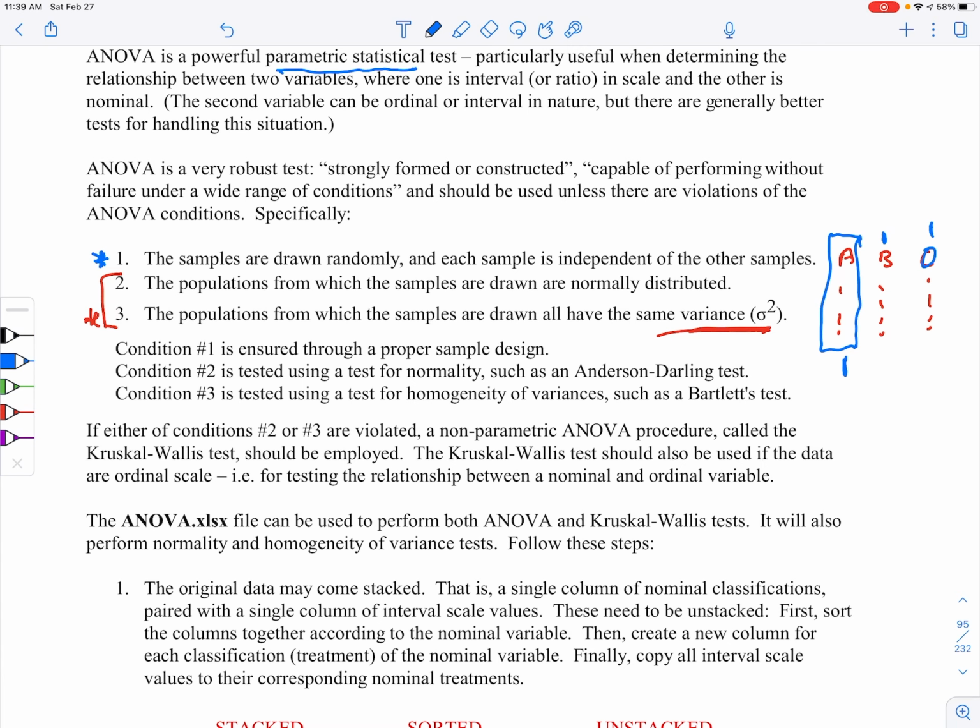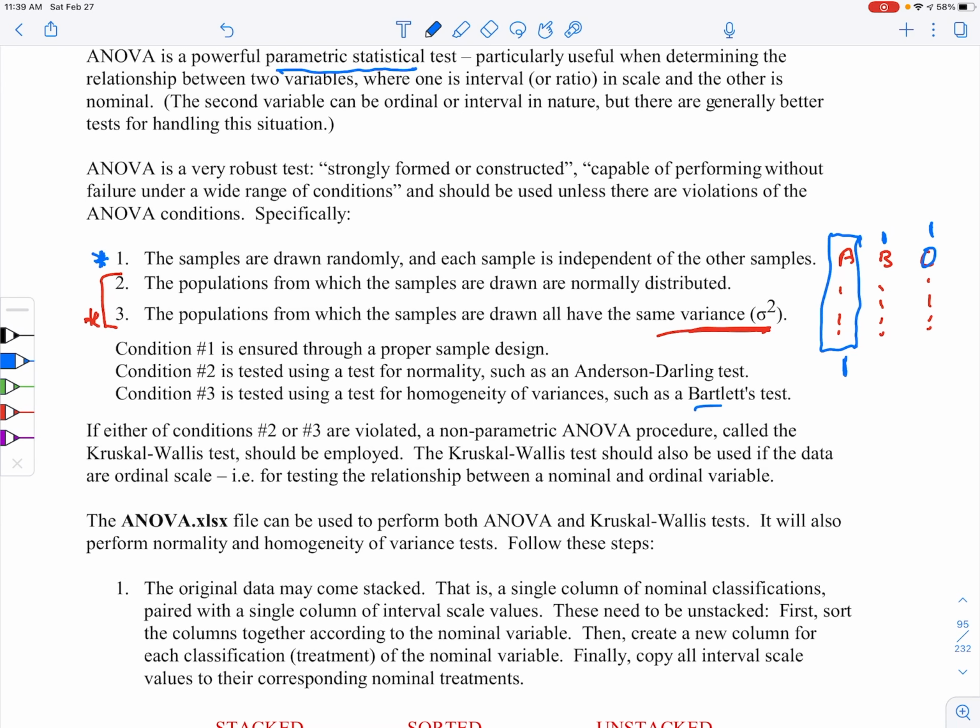If the N is at least 30 for a particular treatment, then you don't have to worry about it because of the central limit theorem. But if N is less than 30 and normality fails for any of the ones where N is less than 30, then you go to a Kruskal-Wallis test. If normality passes for all of them, then you go and test for homogeneity of variances.